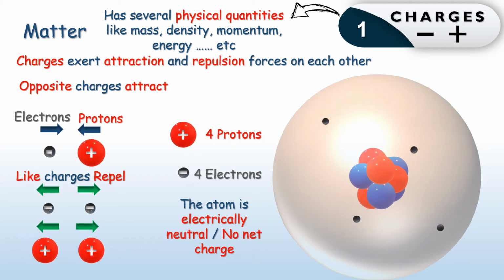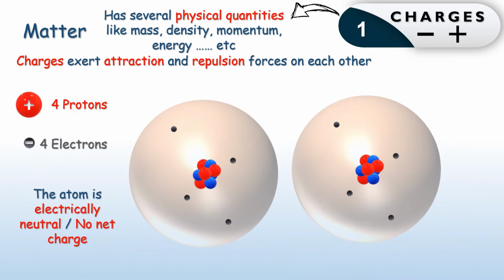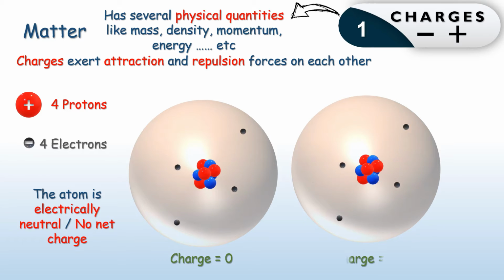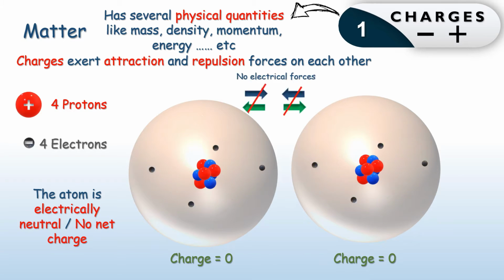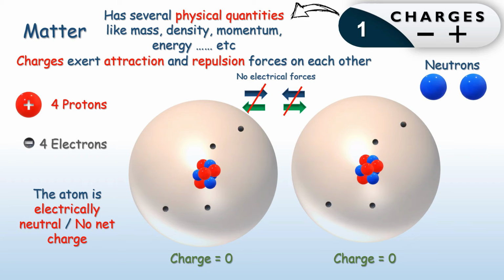So what does this mean? If we have two neutral atoms next to each other, then each one of them has an overall charge of 0. Therefore, no electrical forces are generated between those atoms. You can think about them as being two neutrons next to each other. They don't generate any forces, simply because each atom by itself is considered neutral.